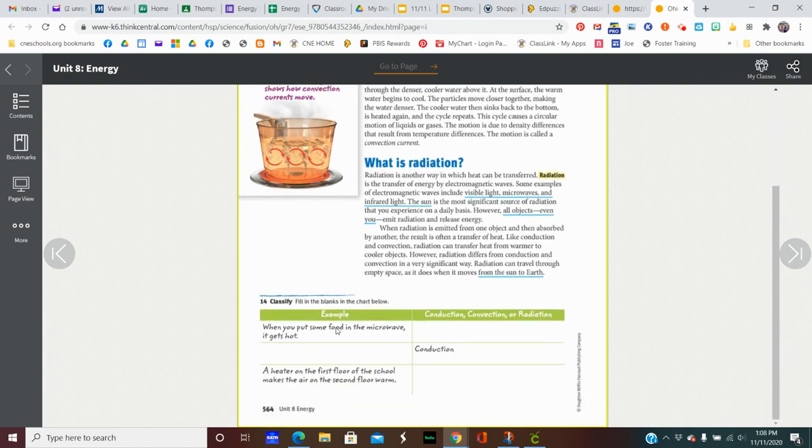So let's see if we can complete this chart. At one point, you're going to have to give me an example. And then for these two here, you're going to have to tell me whether it's conduction, convection, or radiation. So for the first one, it says when you put some food in the microwave, it gets hot. Would that be conduction, convection, or radiation?